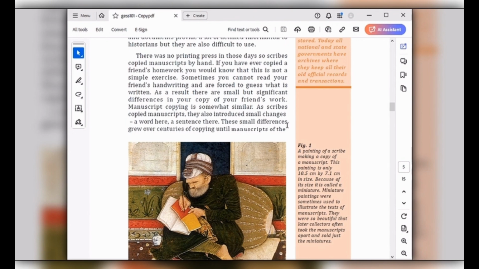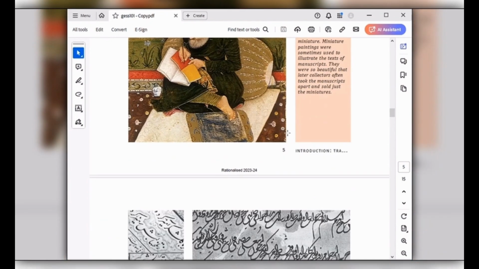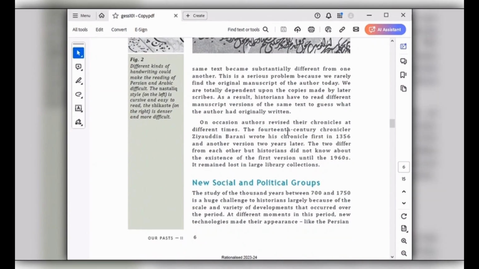These small differences grew over centuries of copying until manuscripts of the same text became substantially different from one another. Now, this is a serious problem because we rarely find the original manuscript of the author today. We are totally dependent upon the copies made by later scribes. As a result, historians have to read different manuscript versions of the same text to guess what the author originally wrote. On occasion, authors revise their chronicles at different times.